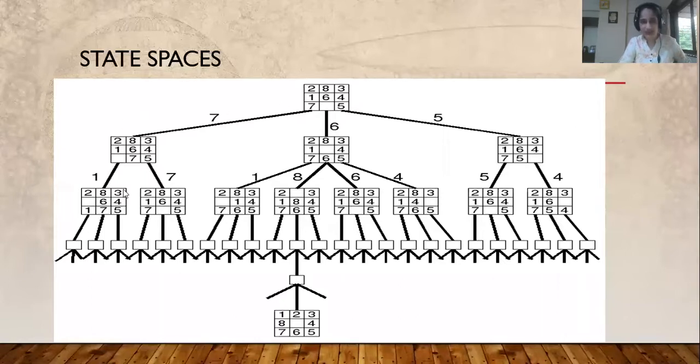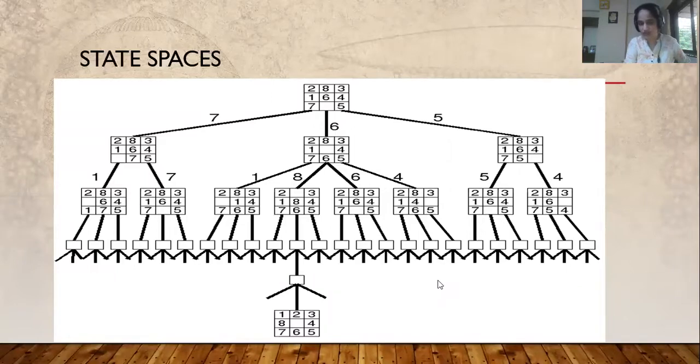Now let's say an agent has picked up this possibility. Then what are the possibilities again? Either one can come over here, or maybe seven can come over here. Given this possibility, one can come over here, four can come over here, eight can come over here, or six can come over here. What you can see is that this goes on and on until, after all the shifting, we reach a scenario which is equal to our goal state.